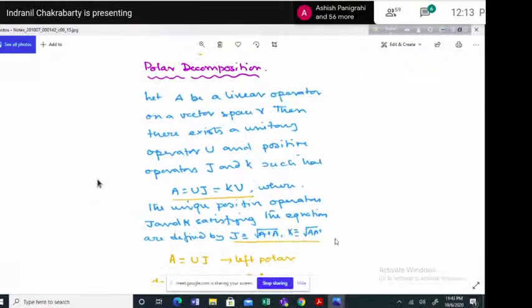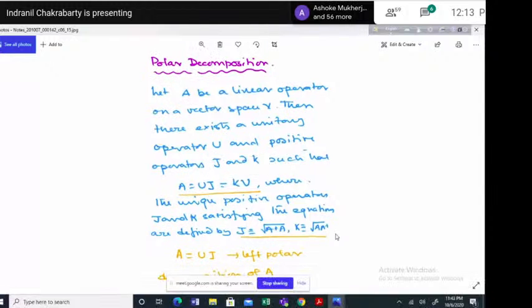Let us come to the polar decomposition then. Suppose A is a linear operator defined on a vector space V. Then there exists only one unitary operator U and two positive operators J and K, such that A can be written as UJ and also as KU, where these unique positive operators J and K are given by J equal to root over A dagger A and K equal to root over A A dagger. A equal to UJ is called the left polar decomposition, and A equal to KU is called the right polar decomposition, right?